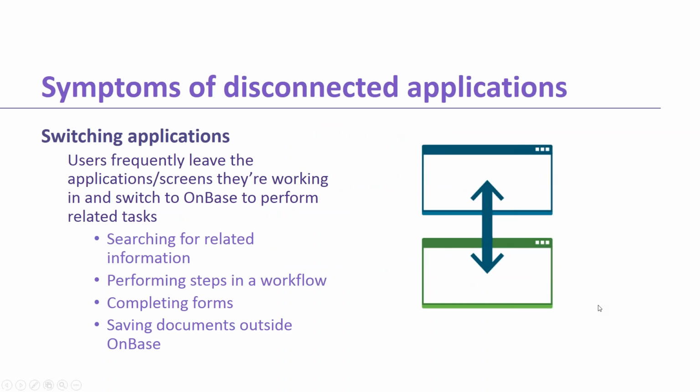All right, so in your organization, you may have some symptoms of disconnected applications, which said another way basically means reasons you need to integrate with OnBase. And one of those is switching applications. So if you know that some of your users are pulling up two applications, sometimes they might have two monitors and they have one application on one and OnBase is on the other, and they're constantly switching back and forth.